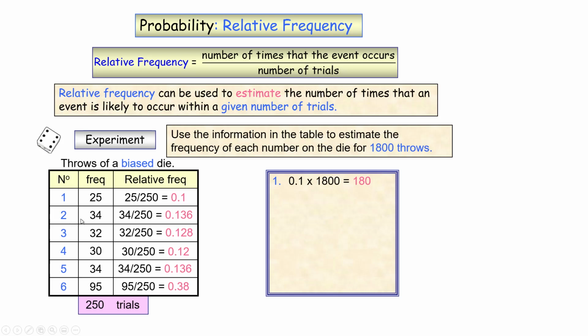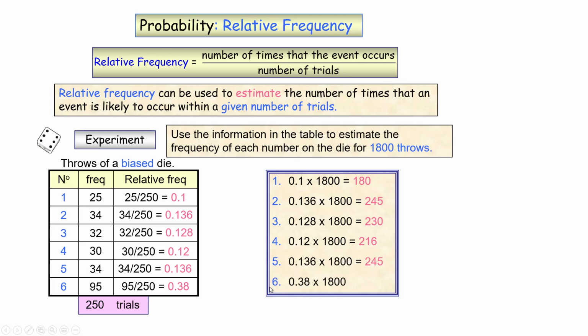And we do the same thing for 2. We know that the probability of getting a 2 is 0.136. So in 1,800 throws, we multiply by 1,800, and it tells us it's 245, and so on. And we can populate our table. And for 6, it is 684 times out of 1,800 throws that we're likely to get a 6 based on this bias die.